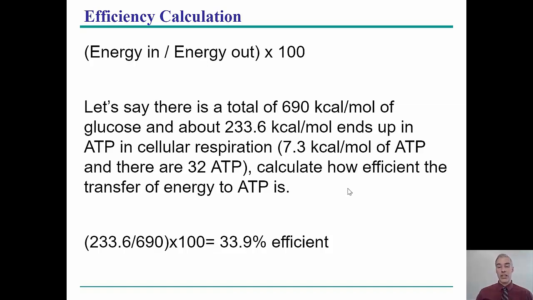There's an additional calculation here because on the actual question, you're going to get this later in the year, by the way, so if you know how to do this now, you're going to have an easy time later. It's 7.3 kilocalories per mole of ATP, so each ATP molecule is 7.3 kilocalories per mole, and 32 ATP are created through cellular respiration. So we multiply 32 times 7.3, that's where we get 233.6. Then we did the efficiency calculation, 233.6 divided by 690 times 100 to get 33.9% efficient.